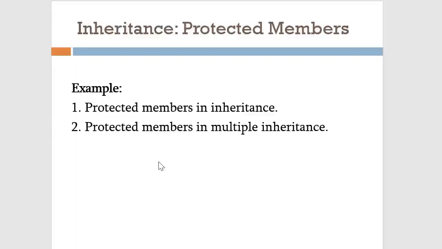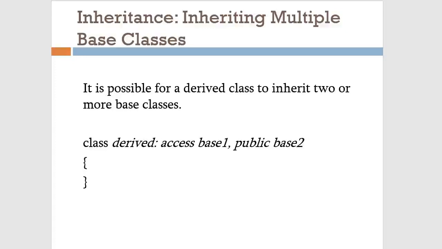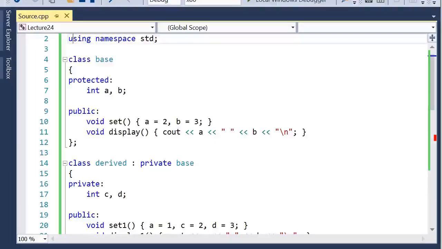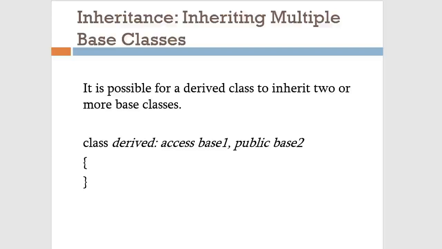So we saw these two examples of using the protected members. It is also possible for a derived class to inherit two or more base classes. In this example, if you create two base classes, assume base 1 and base 2, then this derived class can inherit all the properties of the base 1 and base 2 classes. So it can have all the members of the base 1 and base 2 classes. This is how we can inherit two or more base classes in the derived classes.